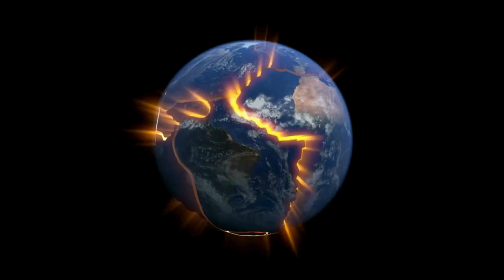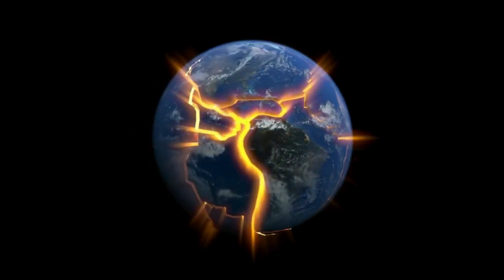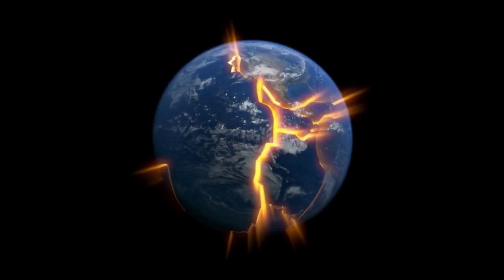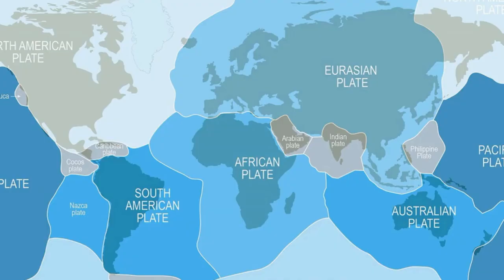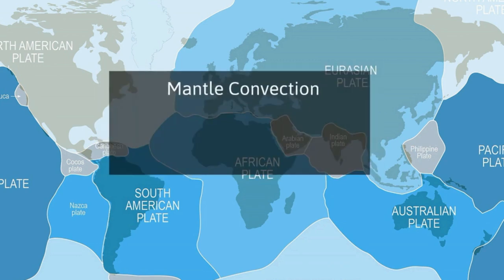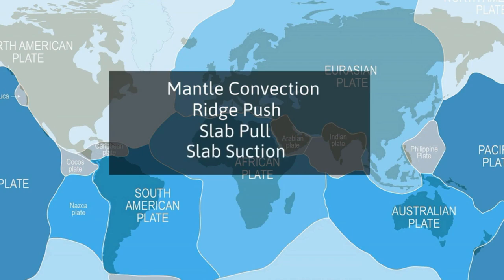Since this time, scientists have proposed at least 4 mechanisms to explain how tectonic plates move over the Earth's surface. These 4 mechanisms include mantle convection, ridge push, slab pull, and slab suction.